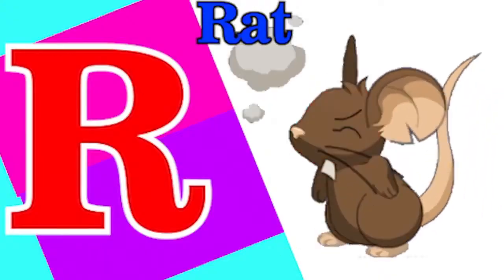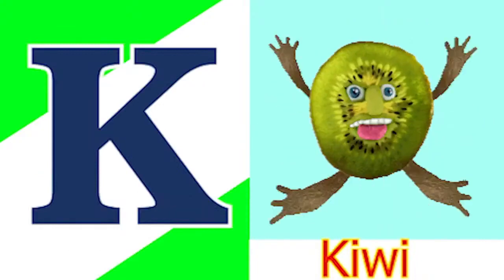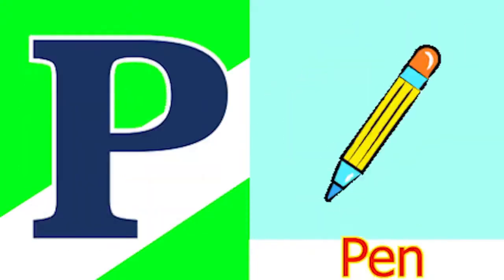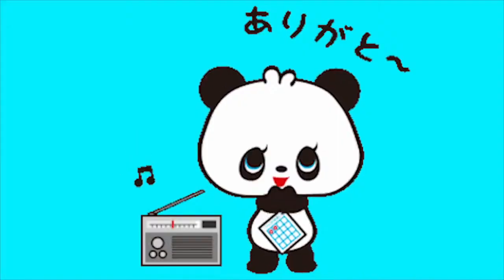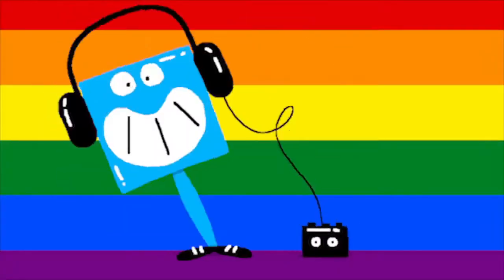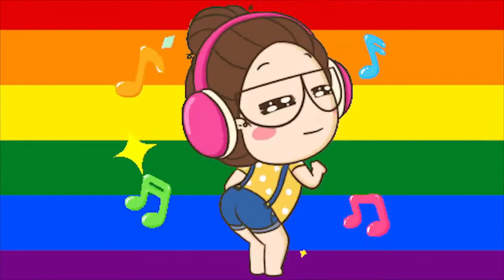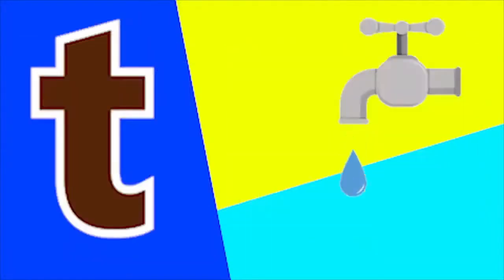R for rat. K for kiwi. O for ox. P for pan. T for tunnel and T for tap.